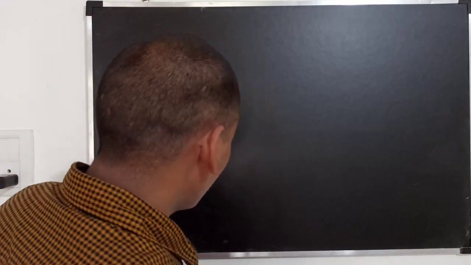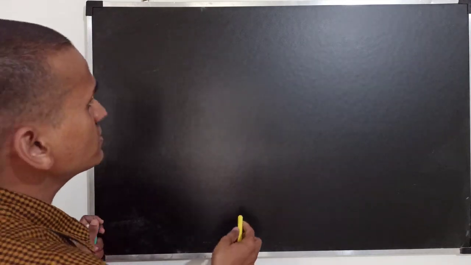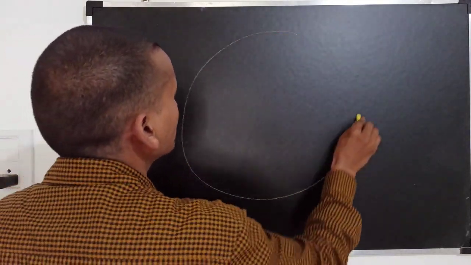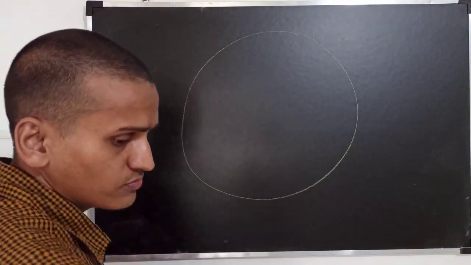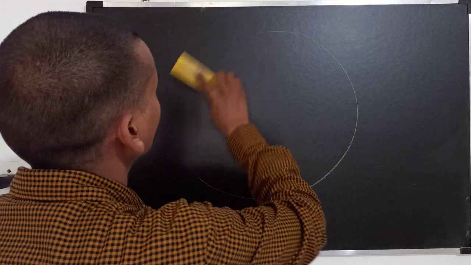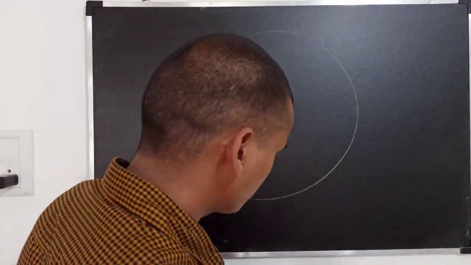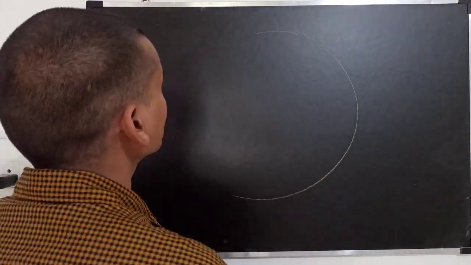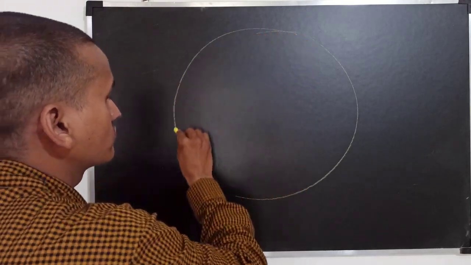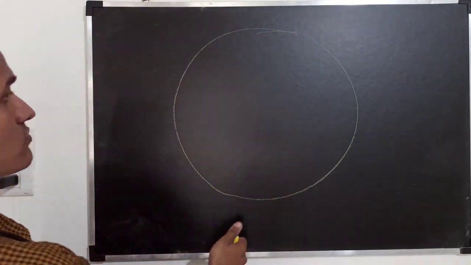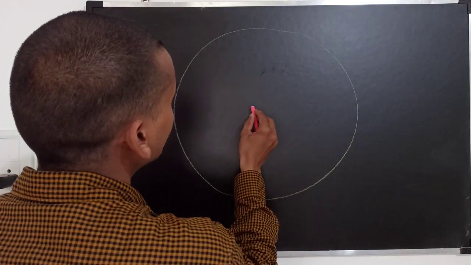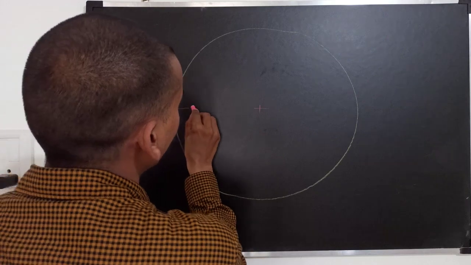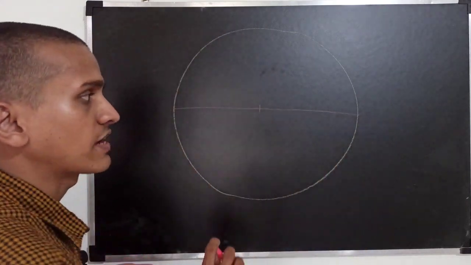Now suppose the motion is in circular motion. Suppose this is a circle. Okay, now the object is starting from the circle. Now this is the center of the circle. We can assume this is a circular track basically.